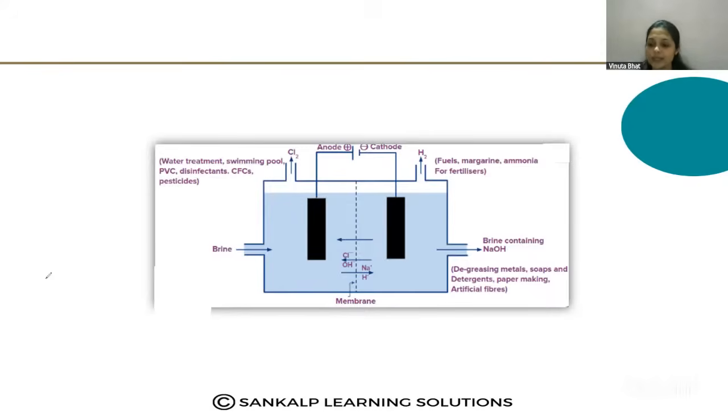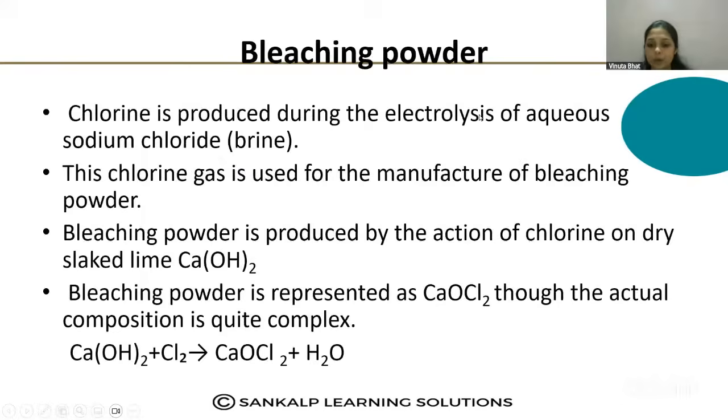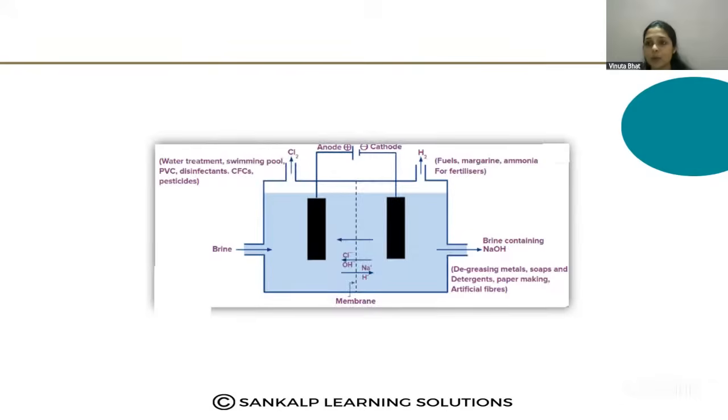Yes, dear students. So next topic is bleaching powder. So how bleaching powder is produced and what are the uses of bleaching powder. That is the product which is formed by using sodium chloride. So that we are going to study in the next class.